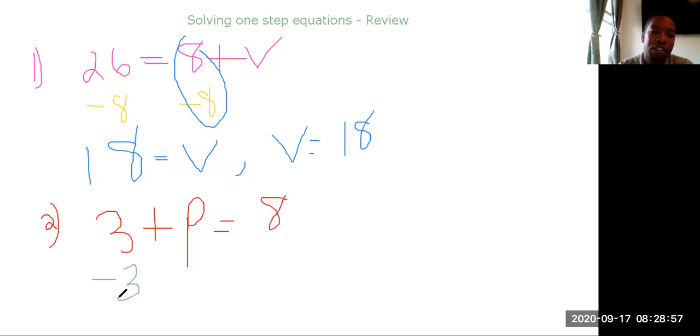And I'm going to do the additive inverse on the 3. Again, I want p to be by itself. So I need to get this 3 out of the way. All right. So I'm going to put a negative 3 on both sides because whatever you do on one side, you got to do it on the next. All right. And since this is positive, I'm going to do a negative. That's the additive inverse. Thanks for saying that property. So this now becomes 0 because 3 minus 3 is 0. 8 minus 3 is 5. So p is equal to 5.